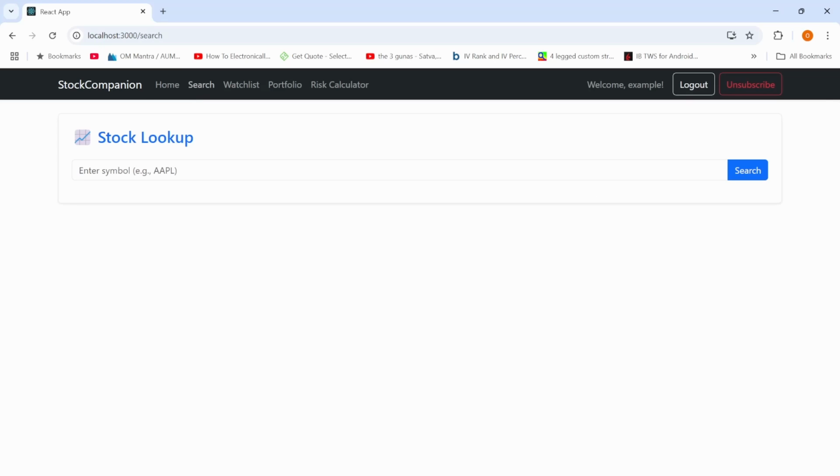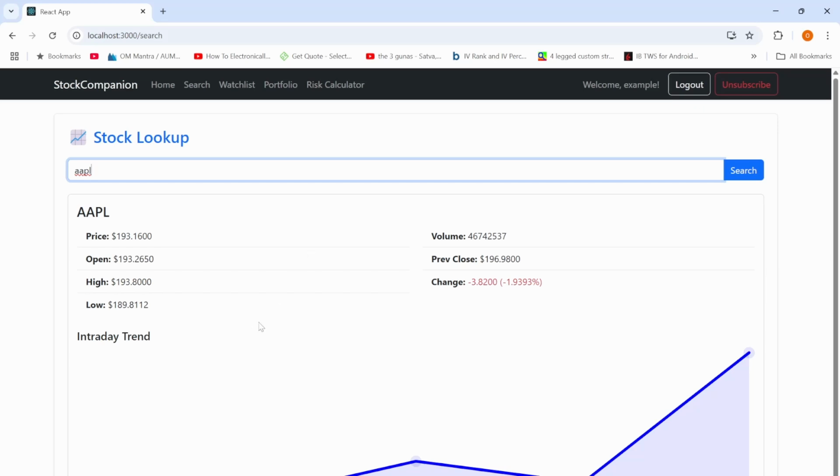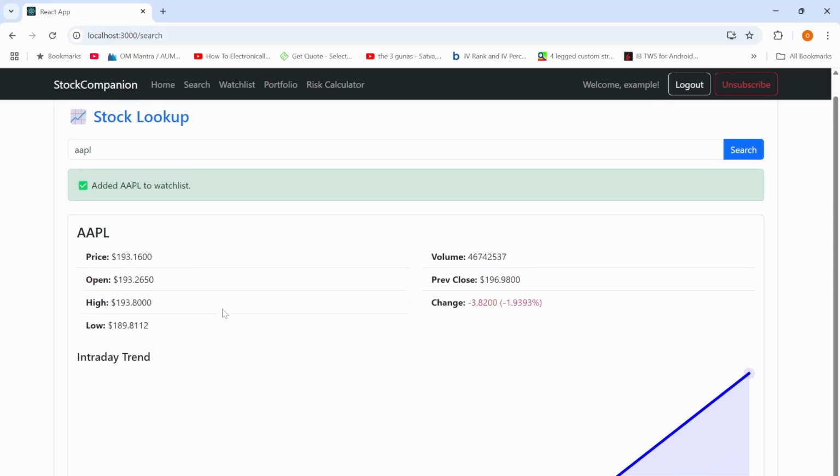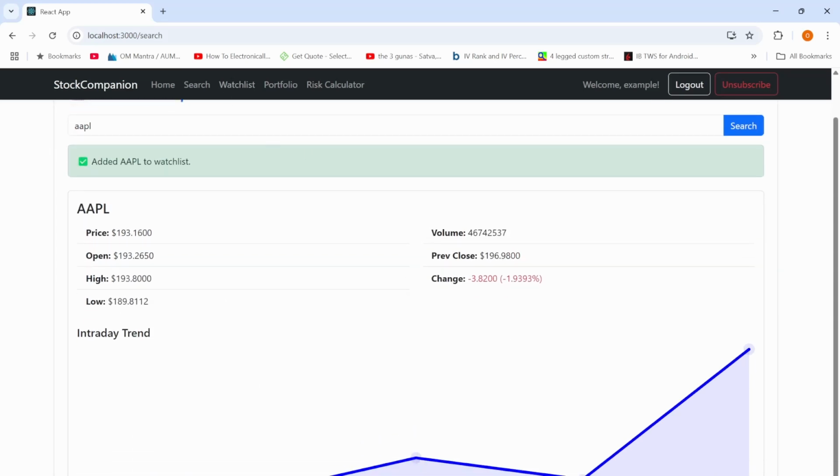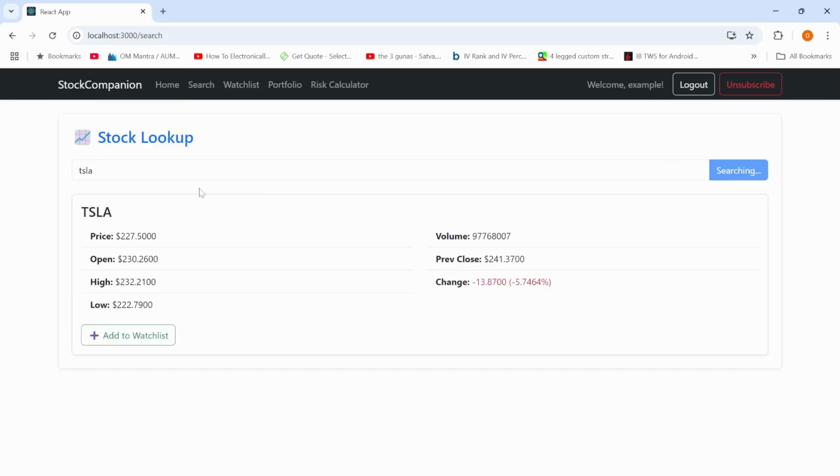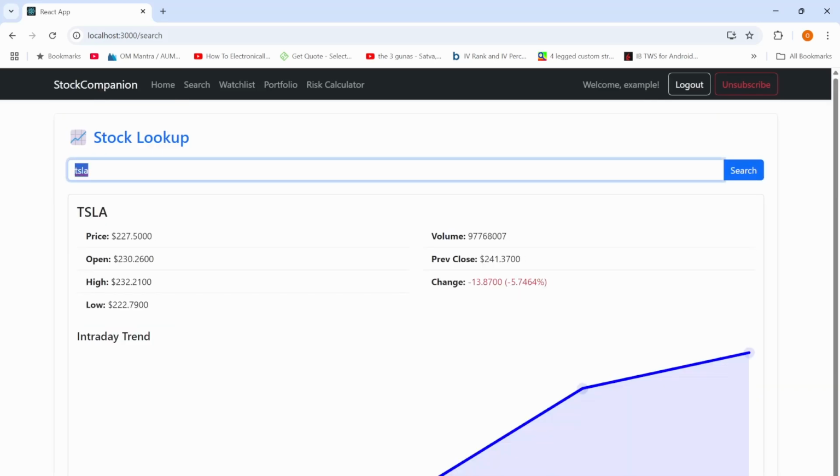And we have our search page where we can look up stocks. So let's look up Apple. Here's Apple. We could add stocks to our watch list. We have a watch list right next door. Let's grab Tesla. Also, maybe one more. Apple, Tesla, Microsoft maybe. Let's grab some Meta.